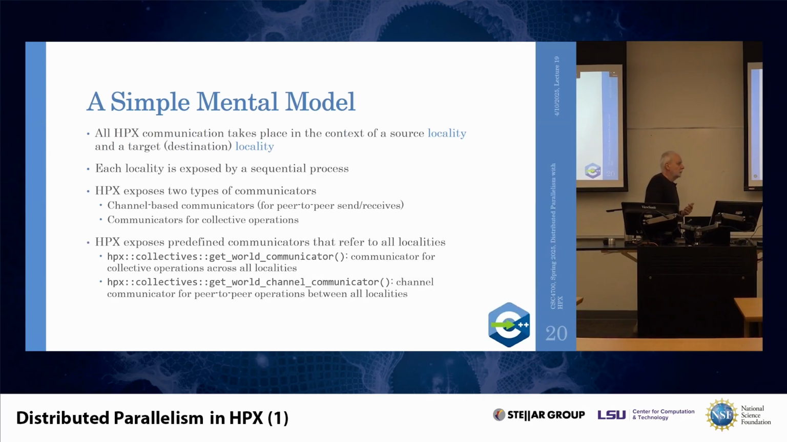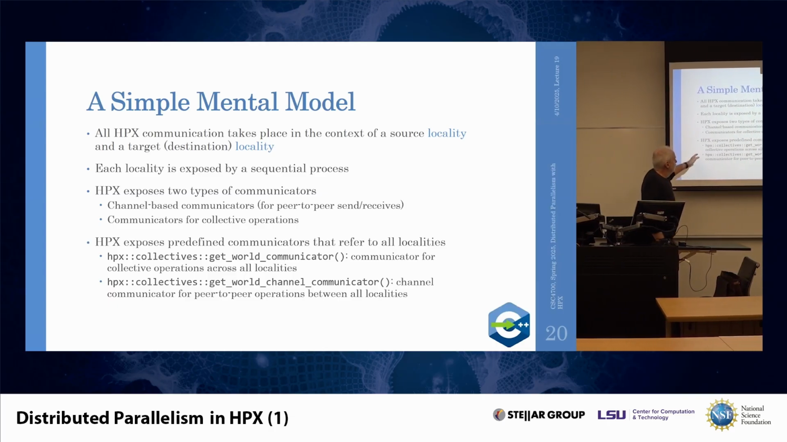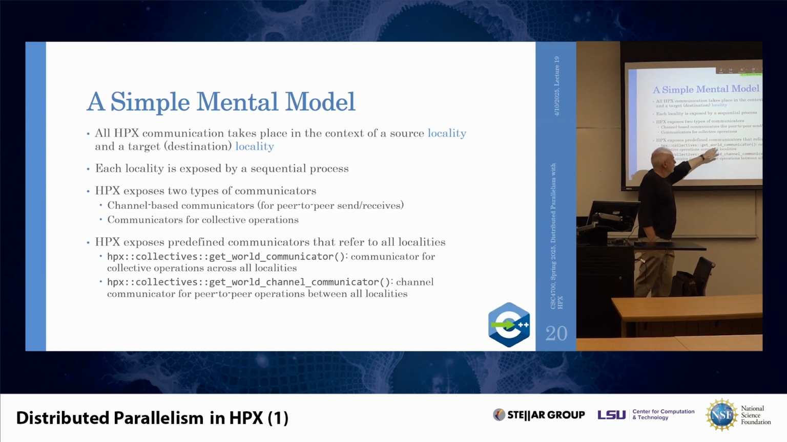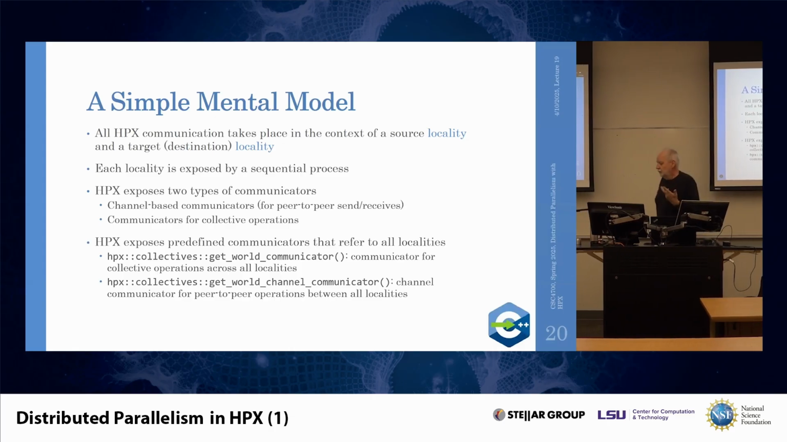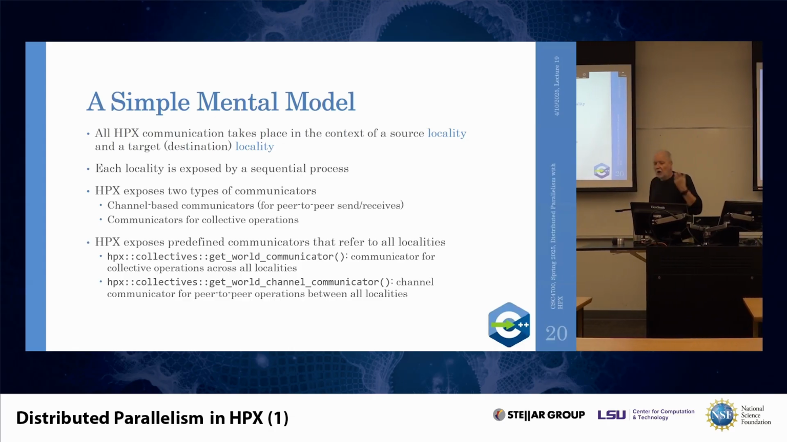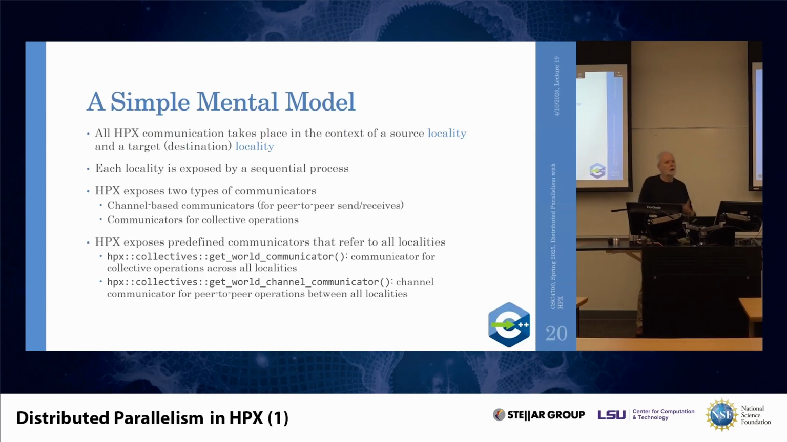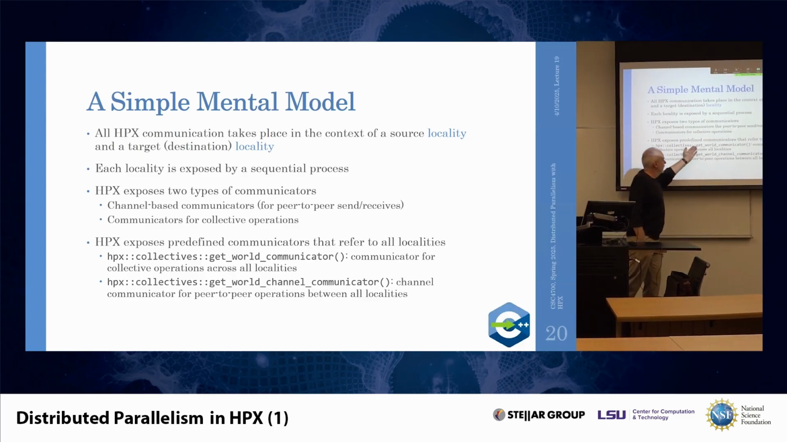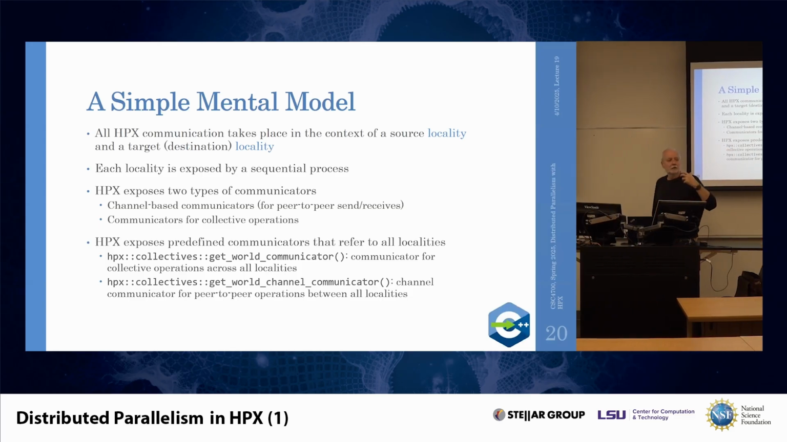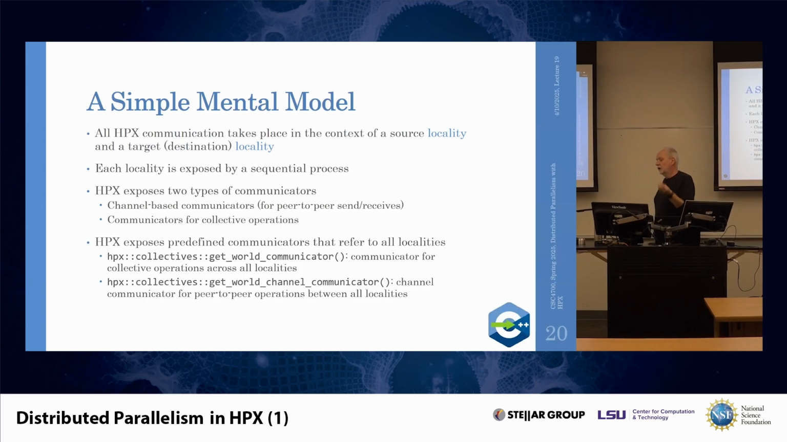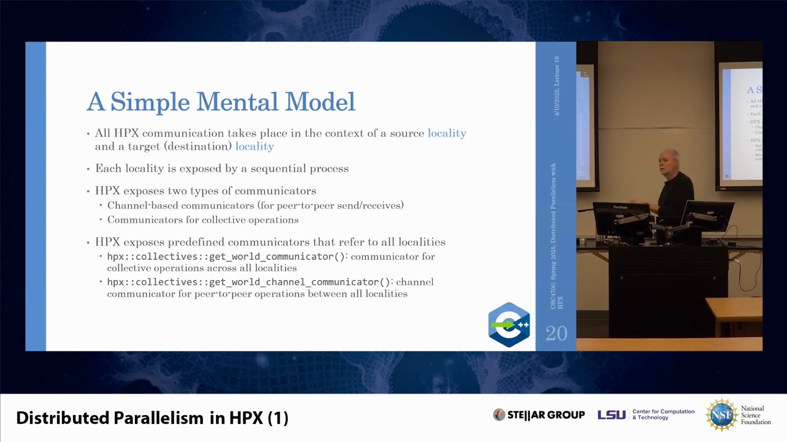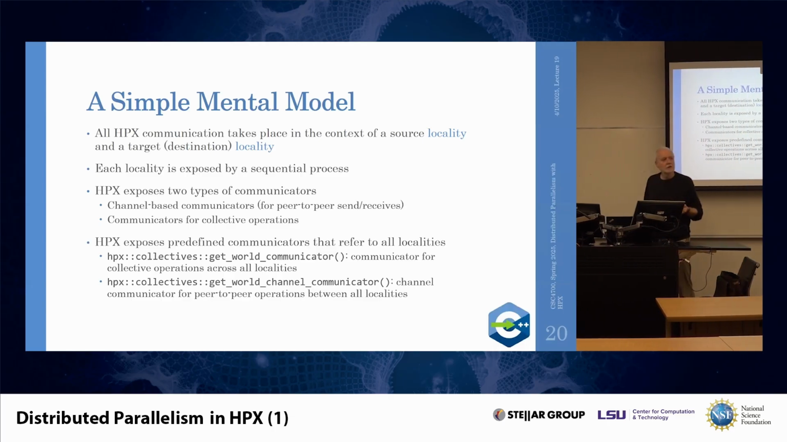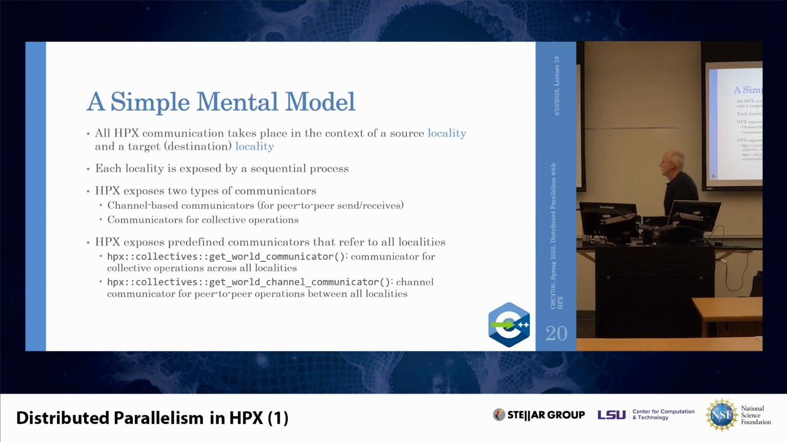We have two predefined communicators. I've already been using the collectives get world communicator, but there's an equivalent one for a channel communicator. These two predefined communicators represent all the connected localities. So all of them are represented by an object that is returned from the world communicator. When I use the world communicator in a collective operation, that means that all localities have to participate in that collective operation. I can constrain it to just a subset if I want by creating another communicator, but in our case we will probably use only the world communicators anyway.